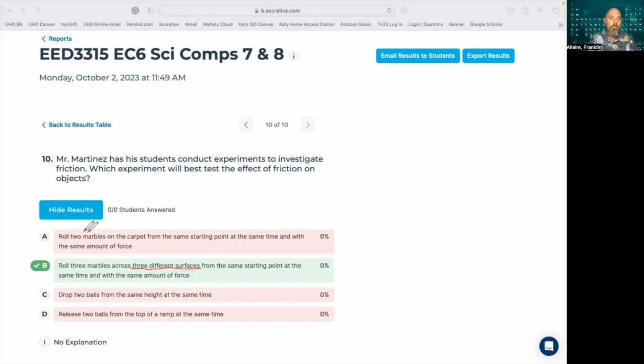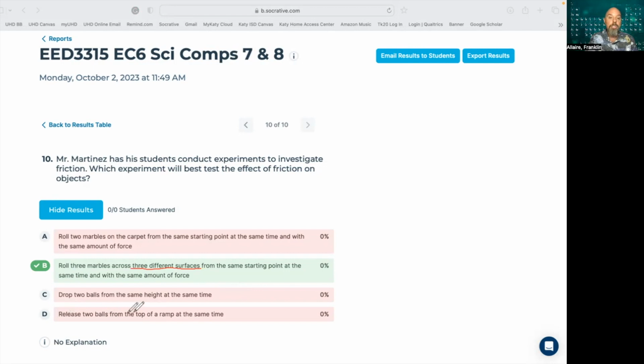Okay, for A, roll 2 marbles on the carpet from the same starting point, the same time with the same amount of force. Again, a lot of things are the same there, but because they're both on the carpet, we're not really investigating the effect of friction on the objects. Dropping 2 balls from the same height. Well, yes, air resistance is a type of friction. There's nothing in the description here to suggest that we are looking, for instance, at 2 different sized marbles, a very small marble and maybe a very big marble.